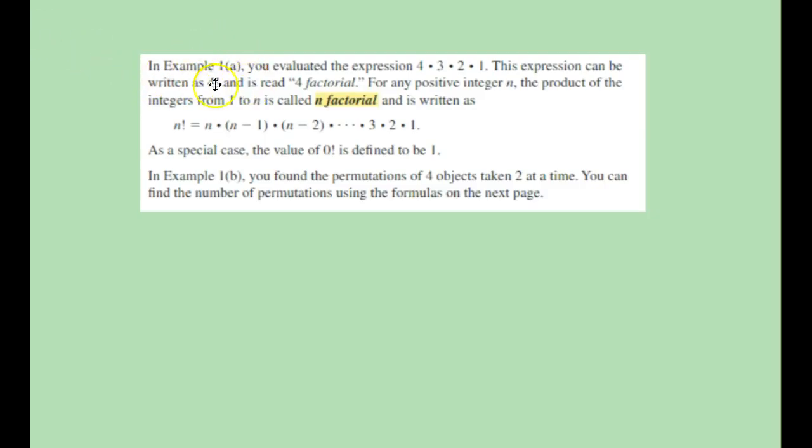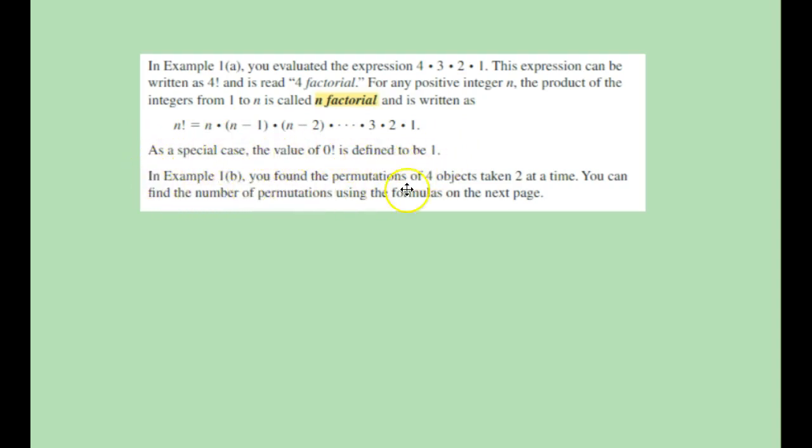So here's what we kind of looked at. In that first example, we evaluated 4 times 3 times 2 times 1. This is written as 4 with an exclamation point. That exclamation point is called a factorial. So here's what this means. For any positive number, the product of integers from 1 to that number is called a factorial. If I take that number and multiply it by everything below it, all the way to 1, that's called a factorial. Just keep in mind when we're dealing with factorials, the value of 0 factorial is going to be 1. That just helps us.